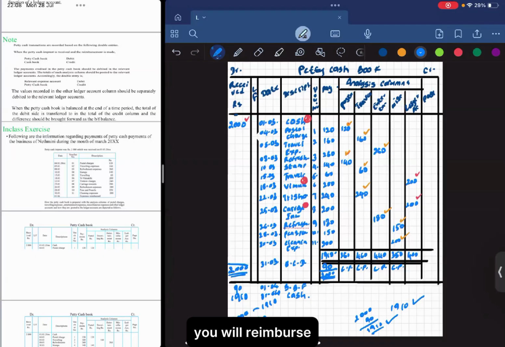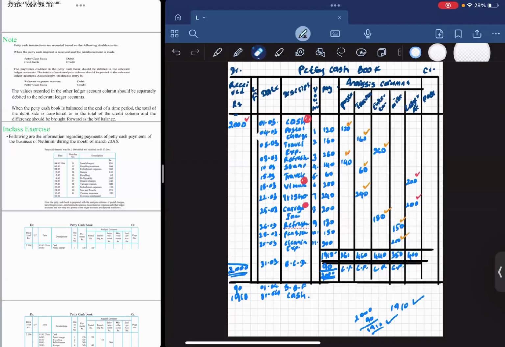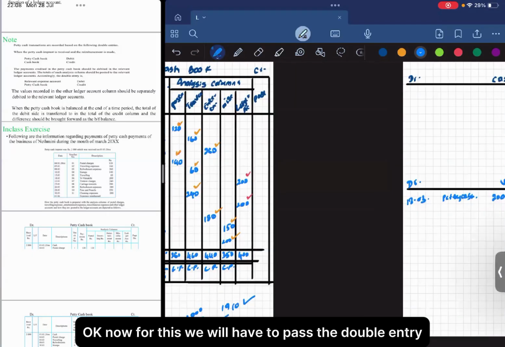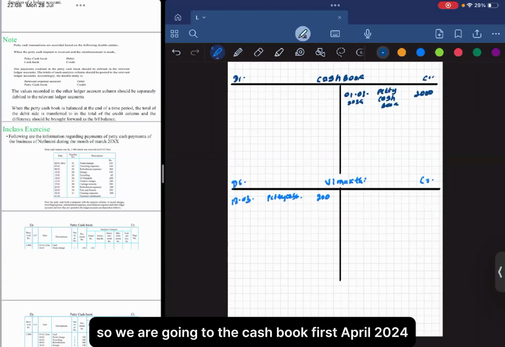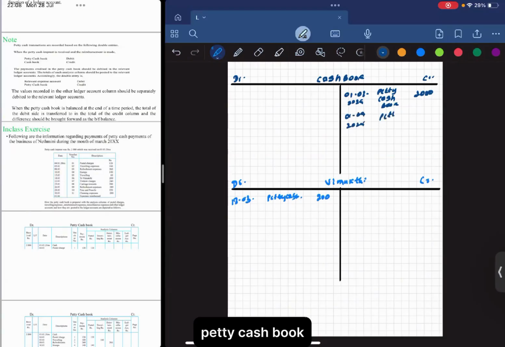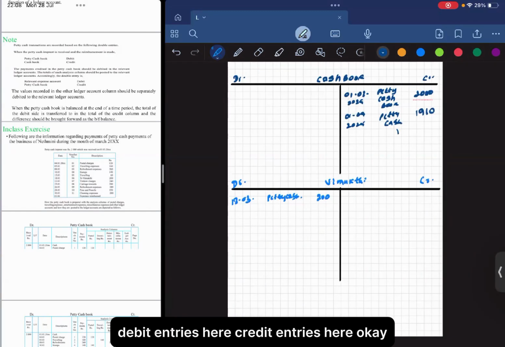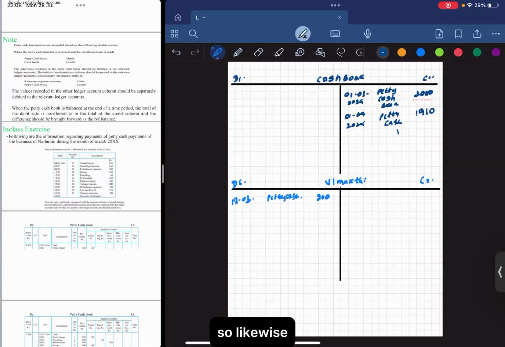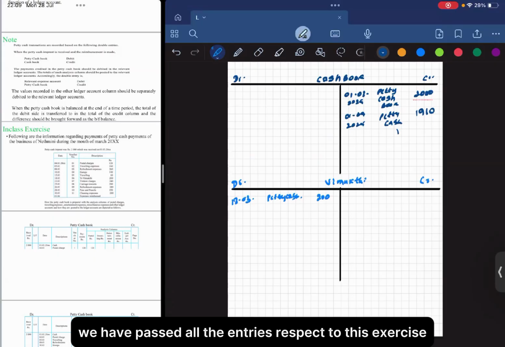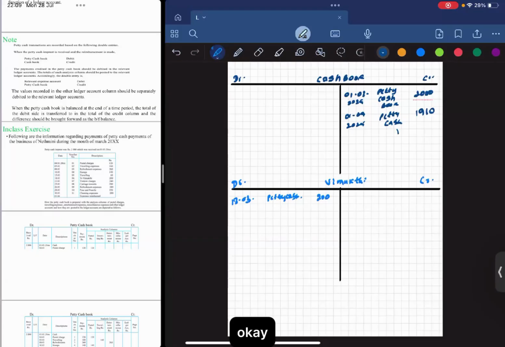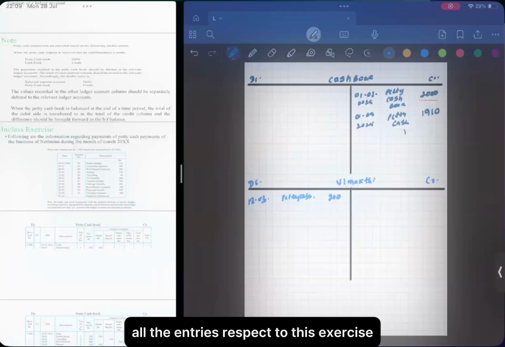So 1910 on the 1st you will reimburse. Now for this we will have to pass the double entry. So we are going to the cash book, 1st April 2024, petty cash book. Amount is 1910. So the debit entry is here, the credit entry is here. Likewise, we have passed all the entries with respect to this exercise.